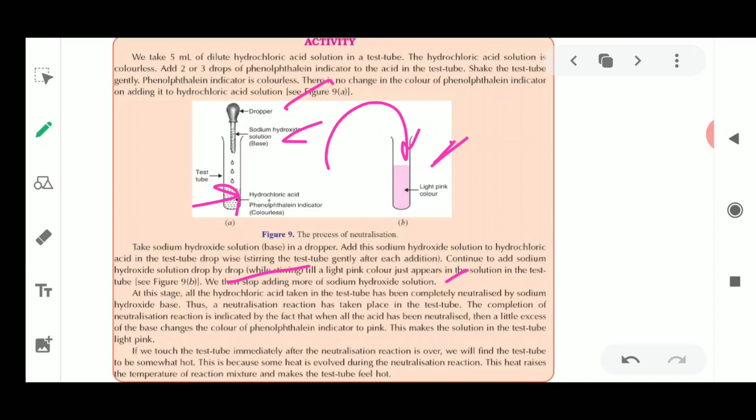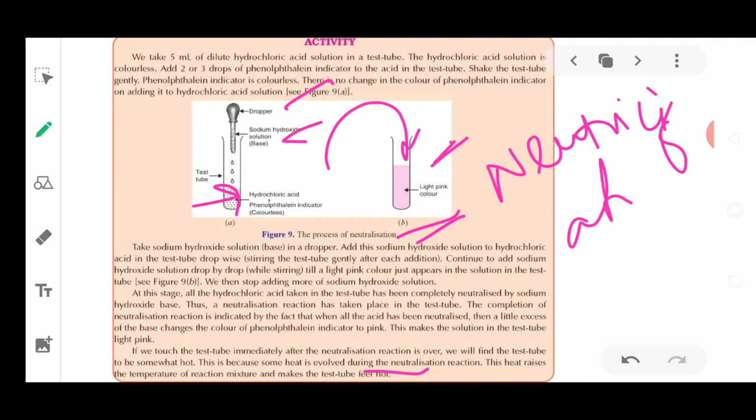At this stage, all the hydrochloric acid taken in the test tube has been completely neutralized by the sodium hydroxide base. Thus a neutralization reaction takes place in this test tube. After the completion of the reaction, there is a new substance formed at the base of the test tube, which will be sodium chloride, that is salt, and water will be obtained. You will also feel that this test tube is hot; the temperature of the test tube changes. So this was about the neutralization reaction, in which acid reacts with base to form salt and water.